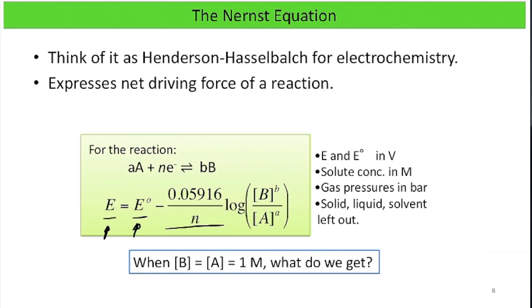a reaction. Now, another way that it's like the Henderson-Hasselbalch equation is that when we have the concentration of B equals the concentration of A, what voltage do we get out of this reaction? So if B equals A, the log of 1 is 0. So this whole part of the equation ends up being 0. So when we have equal concentrations of products and reactants, the voltage of the cell is going to equal the standard voltage of the cell.